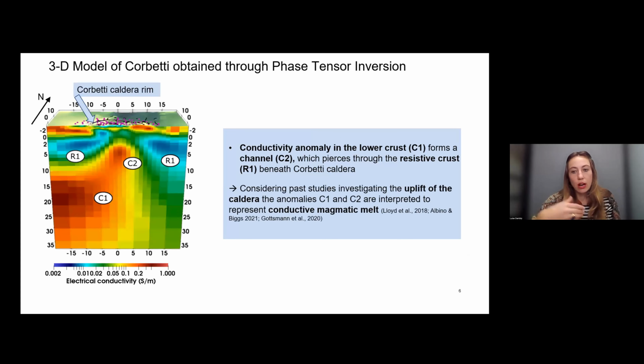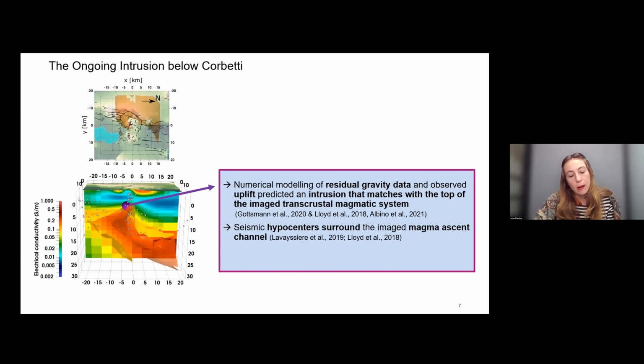So taking into account the previous studies, we really interpret these conductors C1 and C2 to be caused by conductive magmatic melt. And as I said, the study from Gottsmann, based on microgravity, predicted a magmatic intrusion at about 7 kilometers depth. And if we plot in our model the purple ball that you see here, it fits quite well with the upper part of the magmatic mush channel that we imaged.